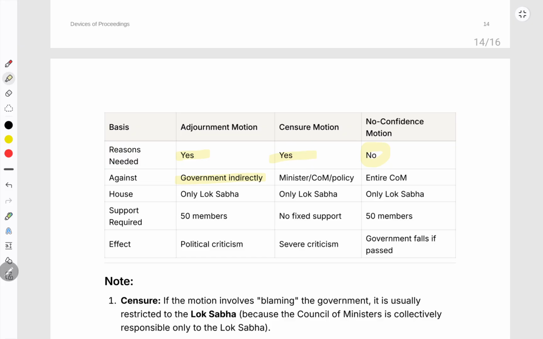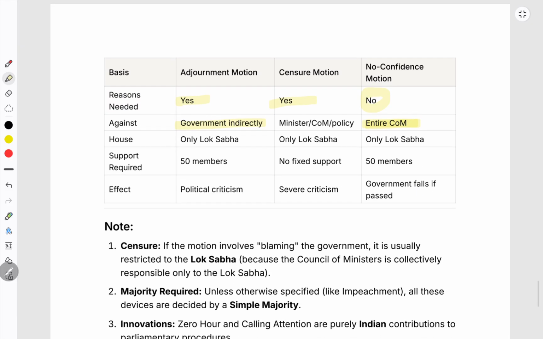Censure motion is against a minister, council of ministers or any policy. No confidence motion is against the entire council of ministers. Okay, these 3 are introduced only in Lok Sabha. Very important. Okay, now to introduce adjournment motion, support of 50 members is needed. Censure motion has no fixed support. No confidence motion also needs 50 members' support. Okay, so the effect of adjournment motion is political criticism. Censure motion is also severe criticism. The effect of no confidence motion is that the government falls if this is passed.